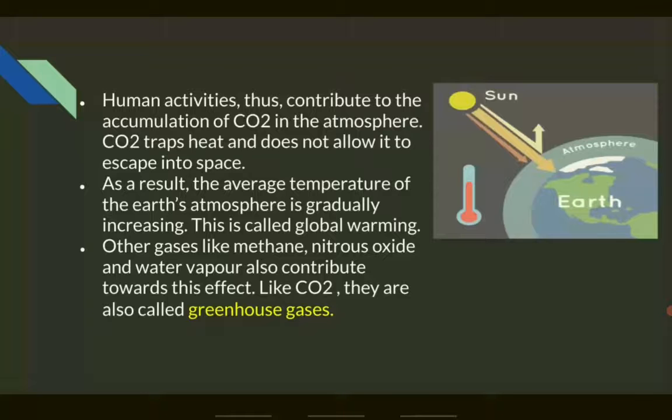Human activities thus contribute to the accumulation of carbon dioxide in the atmosphere. Carbon dioxide traps heat and does not allow it to escape into space. As a result, the average temperature of the Earth's atmosphere is gradually increasing. This is called global warming. Other gases like methane, nitrous oxide, water vapor also contribute towards this effect. Like carbon dioxide, they are also called greenhouse gases.